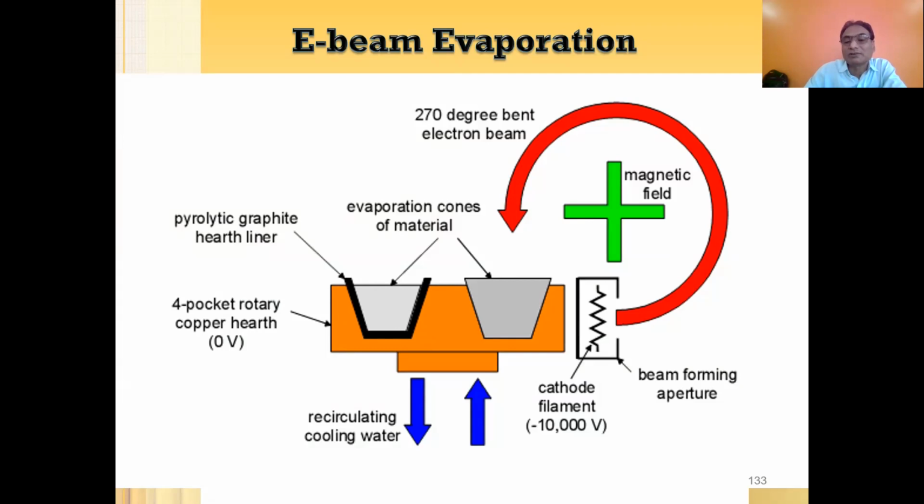We are going to use an electron beam. And you can see, this is the cathode filament where the beam is going to be generated. But this beam is going to be bent up to 270 degrees. This is how it is happening, right? So the beam is getting bent, and at what degree? 270 degrees. As a result of that, this is going to be rotated.